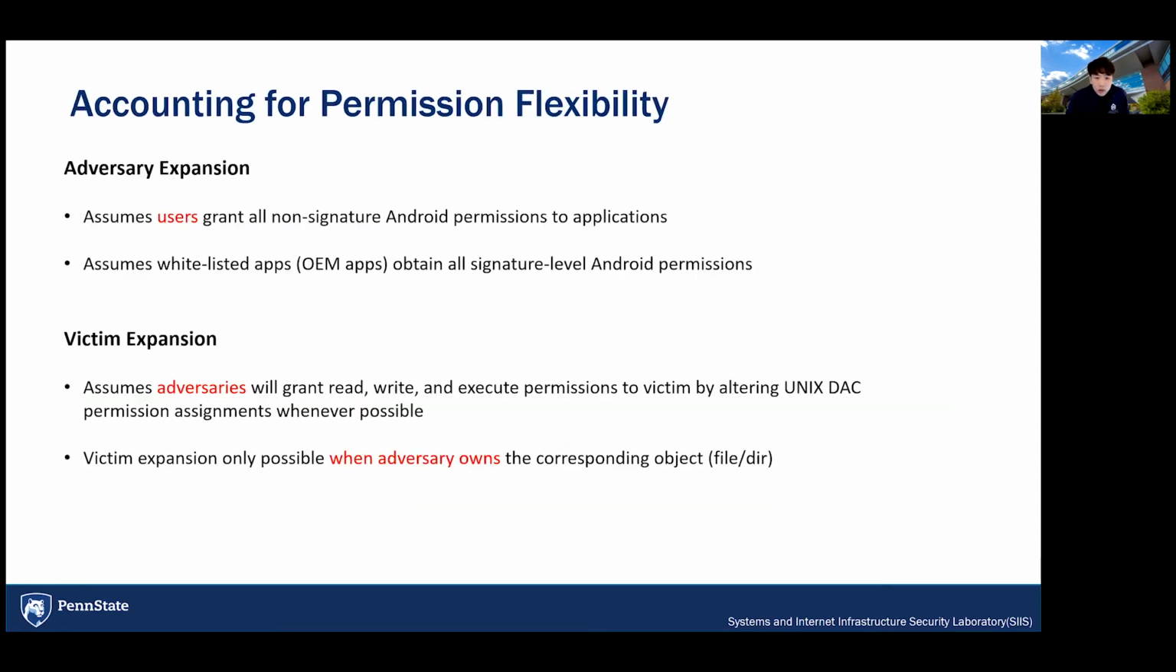So in this case, the adversary can do a chmod and then grant the victim access to the files and create new integrity violations. So to account for permission flexibility, for adversary expansion, we assume the user will grant all non-signature Android permissions to applications, and assume the whitelisted apps, so OEM apps and platform apps, may obtain signature level Android permissions. In terms of victim expansion, we expect the adversary, when given the chance, will always delegate permission to victims. But this can only happen when the adversary owns the corresponding object.